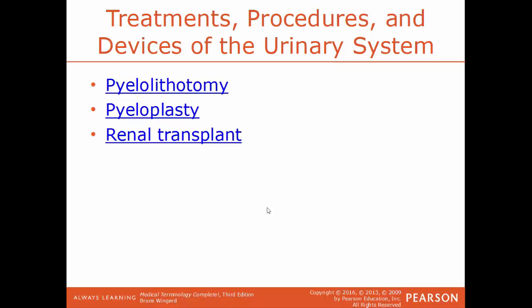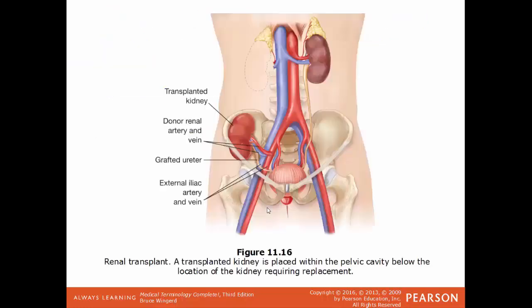Pyeloplasty. This is the surgical repair of the renal pelvis. And renal transplant. This is the transplanting of a functioning kidney into a patient who is at the end-stage renal disease. You cannot live without at least one functioning kidney. All right, in this image we have an example of a renal transplant. Now, when a kidney is transplanted into a recipient, it's not put into the same location that the diseased one was taken out, which is indicated here. The kidney that's transplanted into the patient is actually put here in the pelvis.